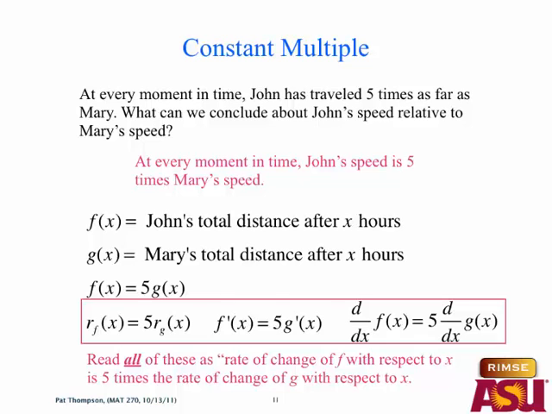So don't say D's, don't say prime, although prime is the common thing to call this. And we say df dx, dg dx, okay? But we should practice reading all of these as the rate of change of F with respect to X is 5 times the rate of change of G with respect to X. All of those communicate that.